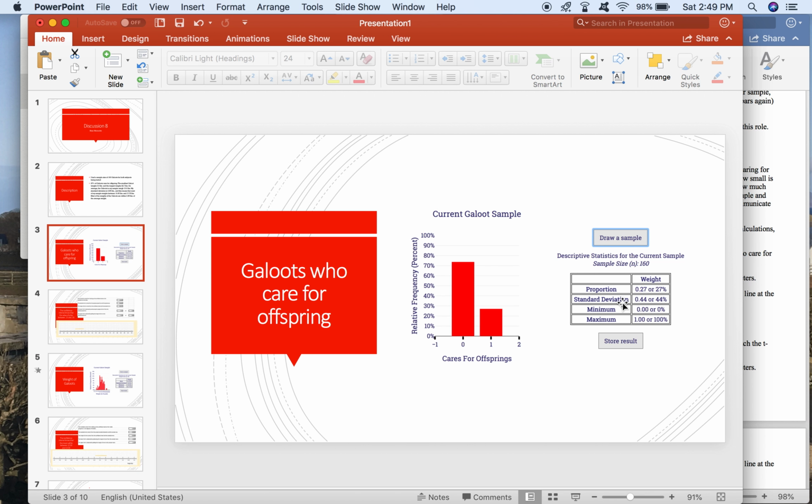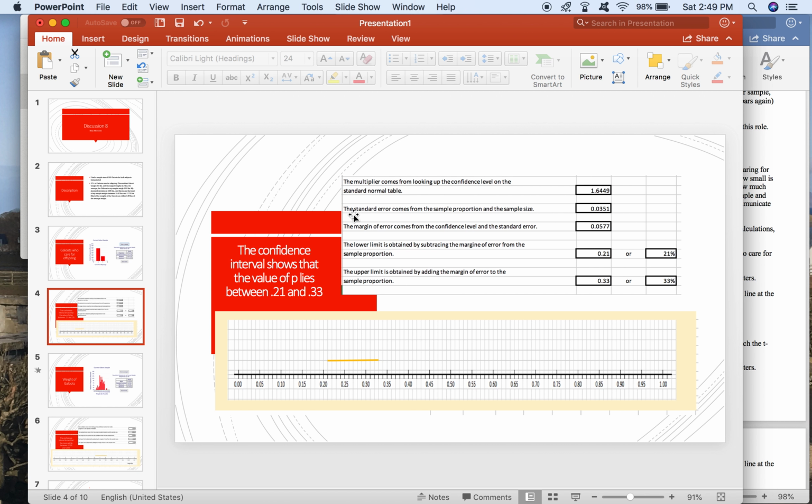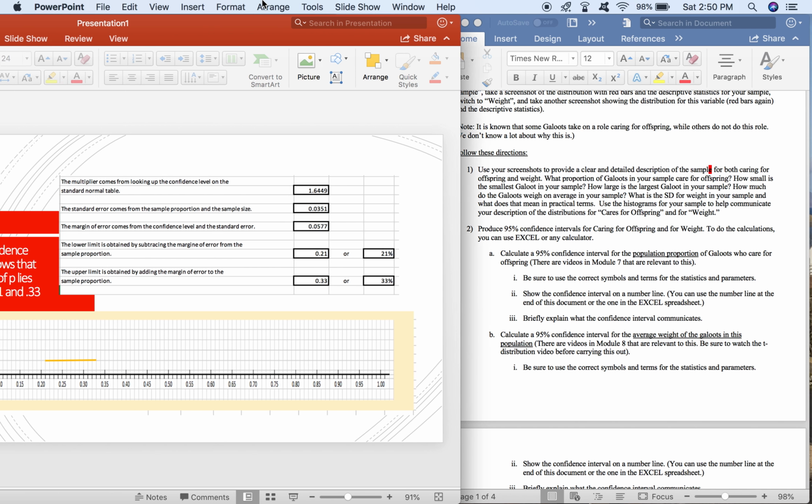The standard deviation for the cares for offspring is 0.44, the max is 1 and the minimum is 0. Then I went through, and this is the multiplier. The standard error is 0.0351. The margin of error is 0.0577. The lower limit is 0.21 and the upper limit is 0.33. So the confidence interval shows that the values of p lie between 0.21 and 0.33.